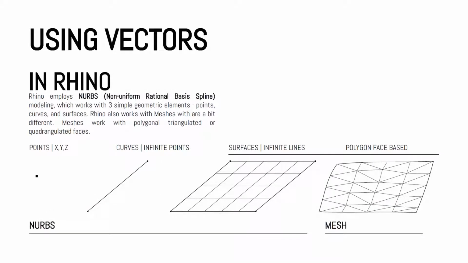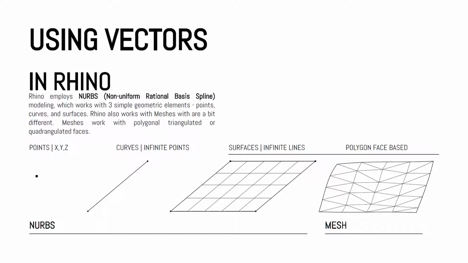Working with vectors in Rhino, it's slightly different. And so Rhino uses what's called NURBS modeling, which is short for non-uniform rational basis spline. So that information is irrelevant. What you need to understand, though, are the basic shapes that NURBS creates. So there are 3 basic shapes that define a NURBS.